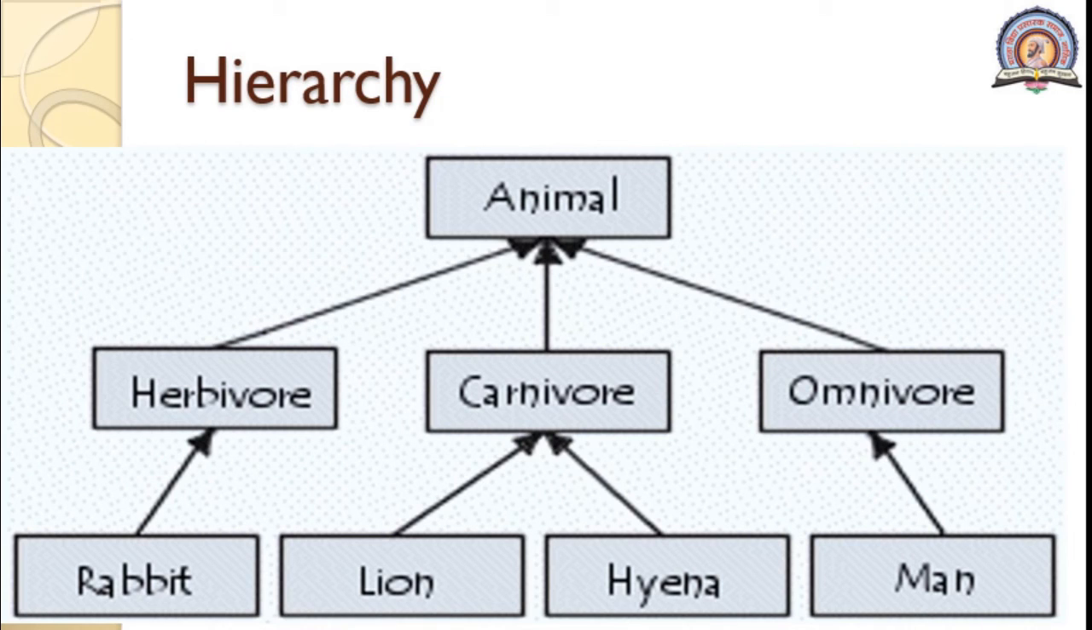Then the next feature is hierarchy. Hierarchy means we can design the classes from a general level to a special level. The best example here is inheritance. We can apply inheritance.